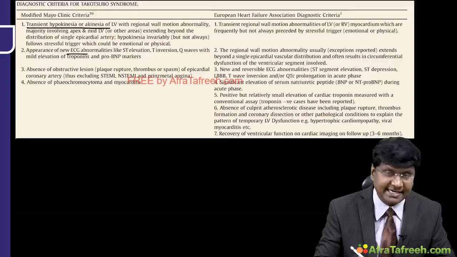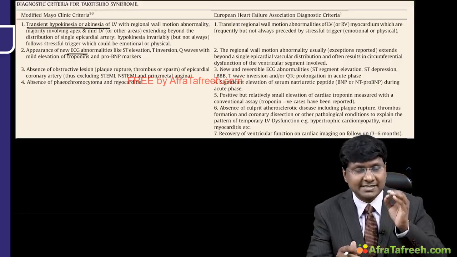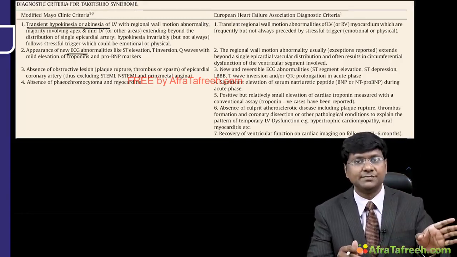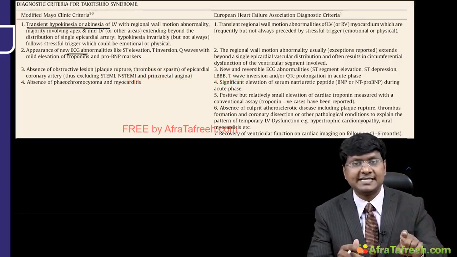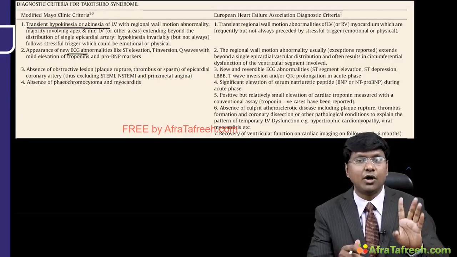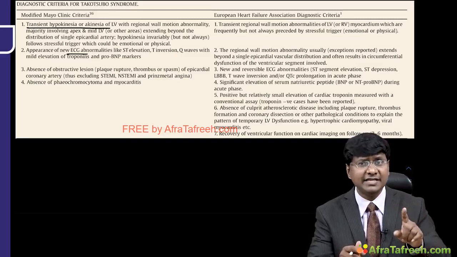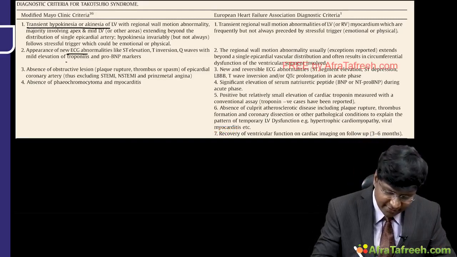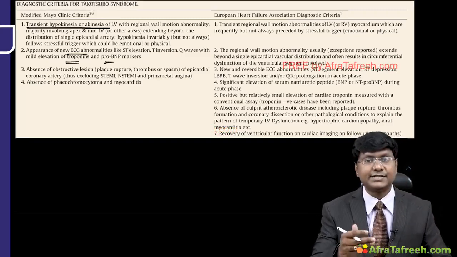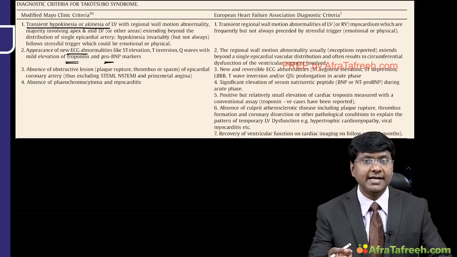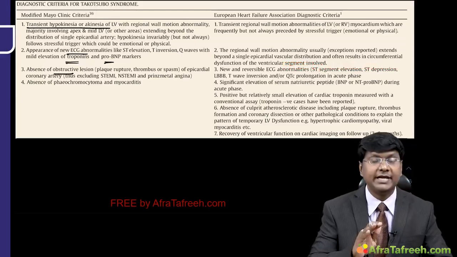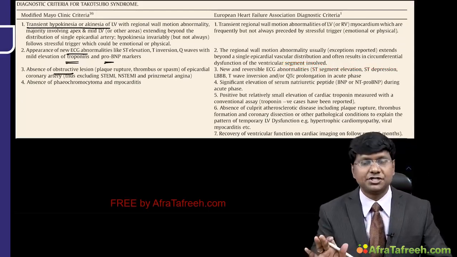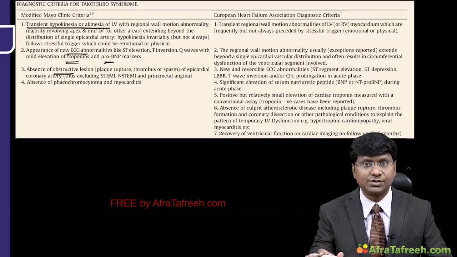Next is the ECG abnormalities. Typically it is ST segment elevation, right? Other ECG changes, rarely in 8% of individuals, can be ST segment depression, T wave inversion and long QT interval. Along with that, the biomarkers are also included in the second criteria itself: the NT-proBNP is elevated and the troponins are also elevated. And the coronary angiogram should show no obstruction at all. There should not be any atherosclerotic plaque. There should not be any thrombus, nothing.